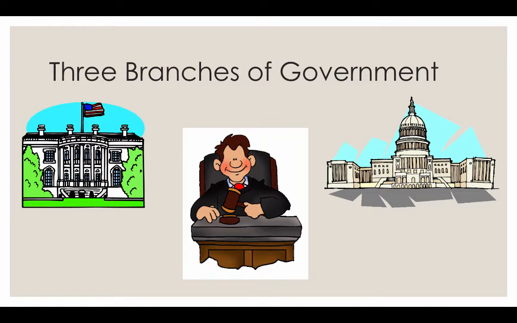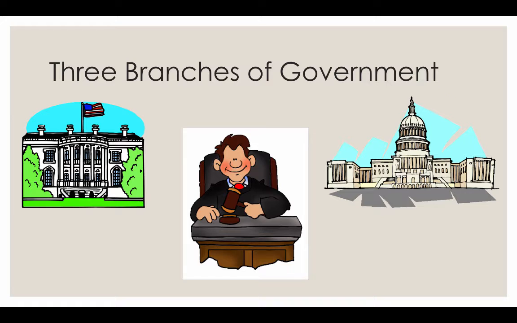Next, we have the 3 branches of government. The federal government is made up of 3 separate branches. A branch is a part of something. All state governments also have 3 branches. These are the legislative, executive, and judicial branches. Each branch has different responsibilities.